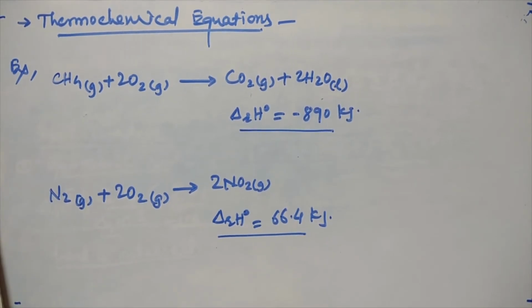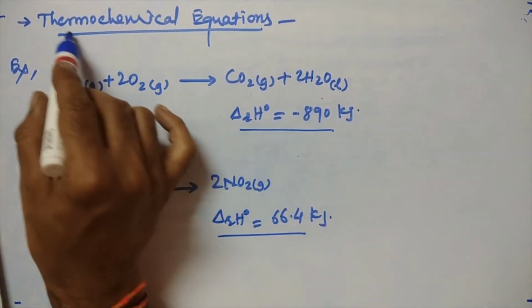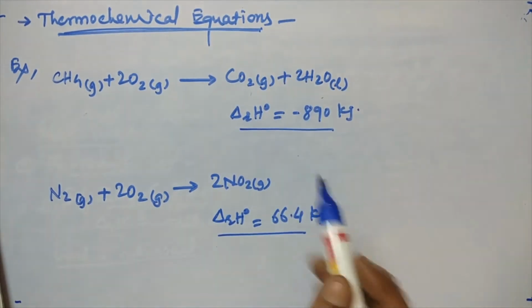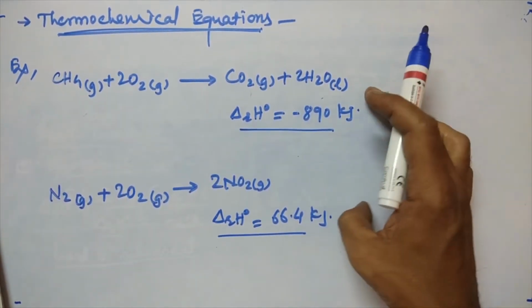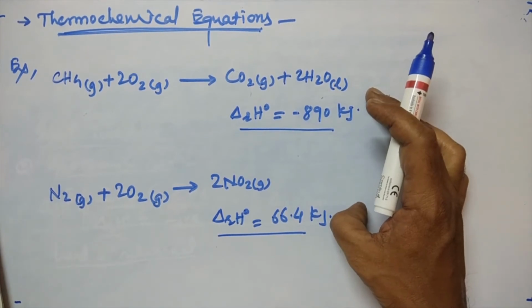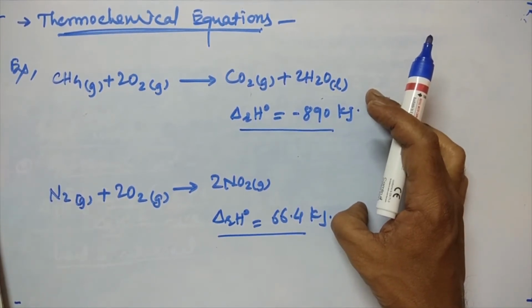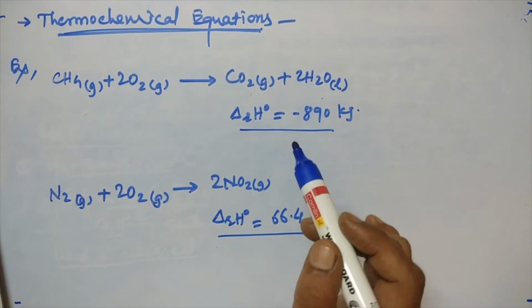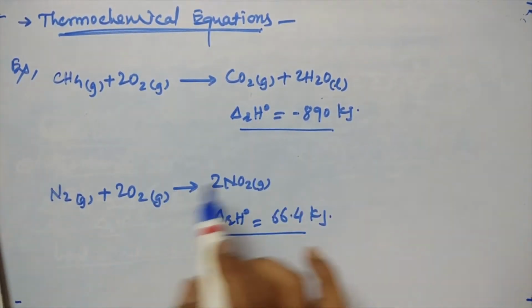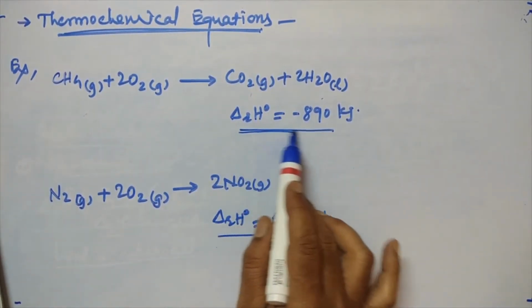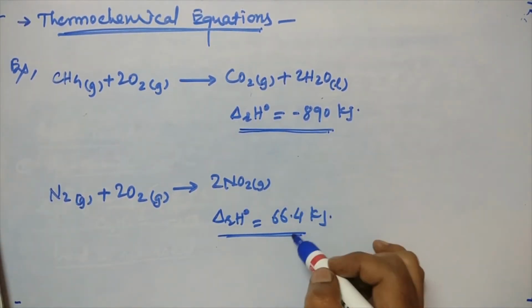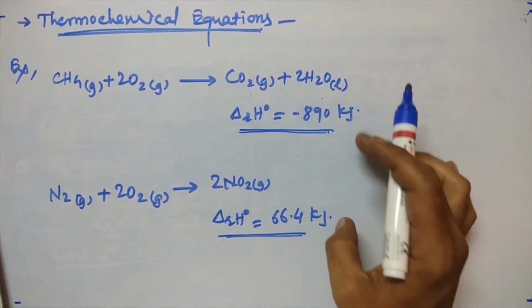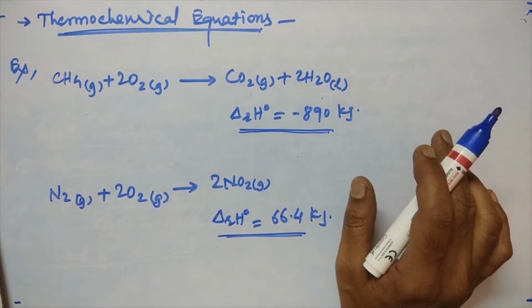See the thermochemical equations. So I have just written the two examples here, the two equations. Simply these are the thermochemical equations. These are the balanced equations in which the heat added or released is written to the right side. So these are simply the thermochemical equations.